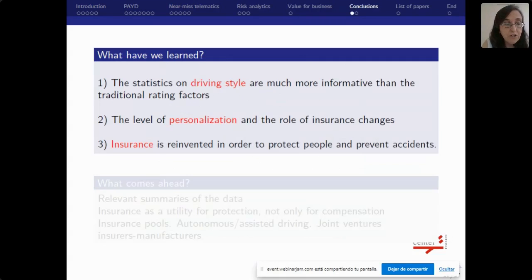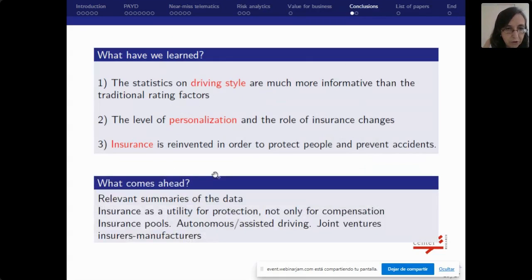That's my guess. Actually, before this webinar, there was another webinar that I couldn't attend until the end because we had to start ours. But there were insurers talking about how insurance is going to be reinvented because of all this digital revolution. And also because it's aimed at protecting people and preventing accidents, and people will pay to prevent accidents, not to compensate accidents when they have occurred. So what comes ahead is a lot of research about relevant summaries of the data, how to present insurance as a utility and not only a compensation.